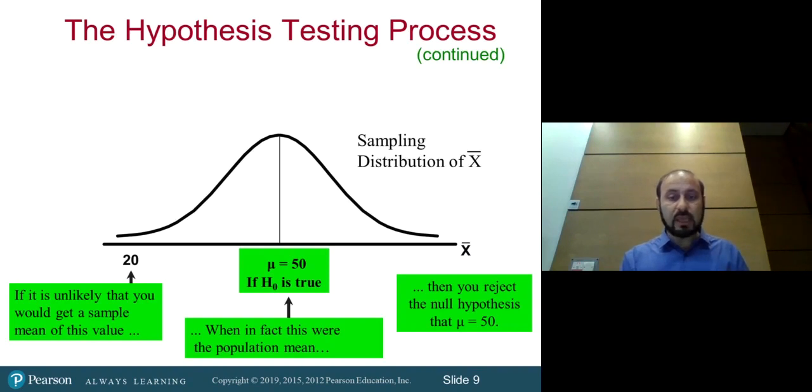But now we are talking about the sample mean. What we found, the sample mean, is 20. And you can see 20 is significantly different from the 50, which is on the left side over here. Then what you need to do is reject your assumption, because what you predicted is not true.